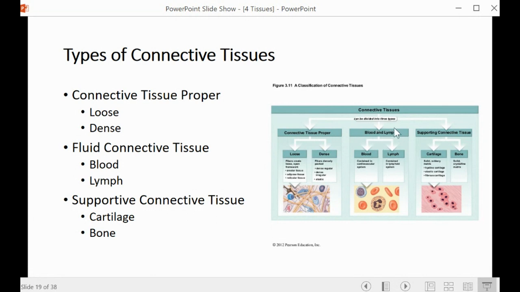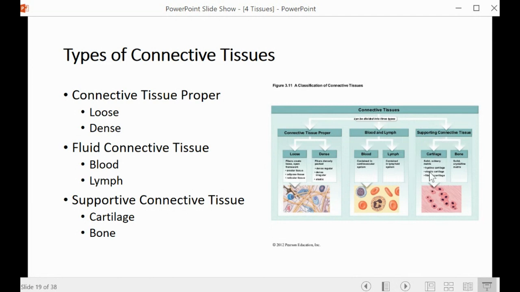Then we have our fluid connective tissue. Fluid connective tissue is going to be our blood. What? Yes, blood. It is, in fact, a tissue. Your blood is a tissue. It is a fluid connective tissue. And then our lymph. And I don't know if you're familiar with lymph yet, but this has to do with our lymphatic system, with our immunity. Okay.